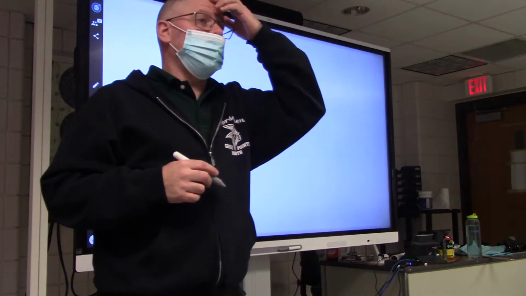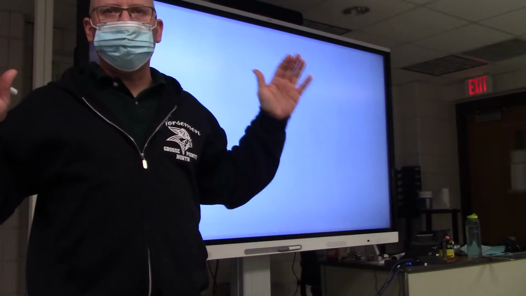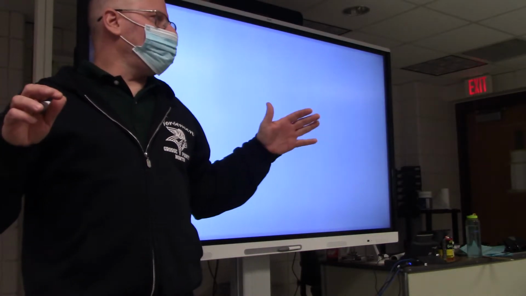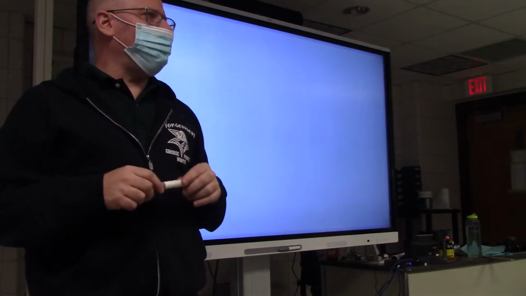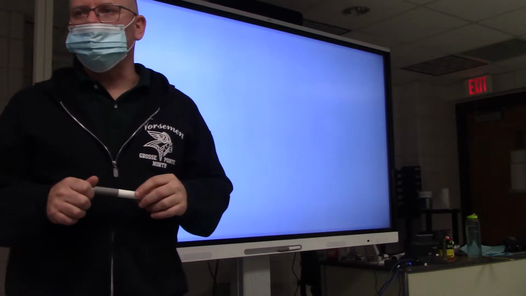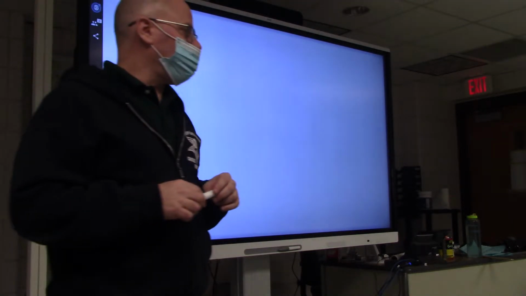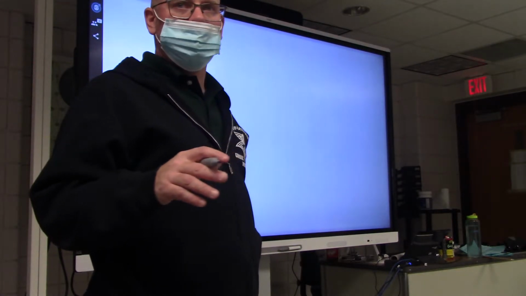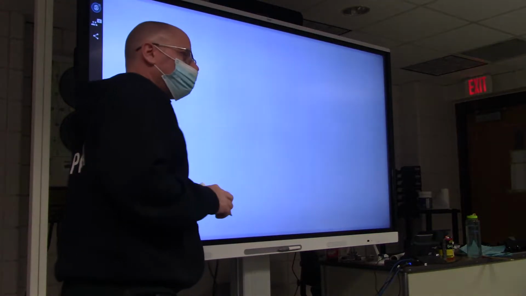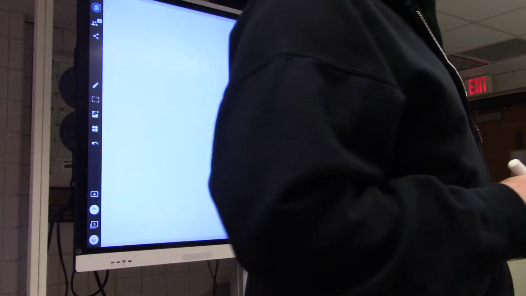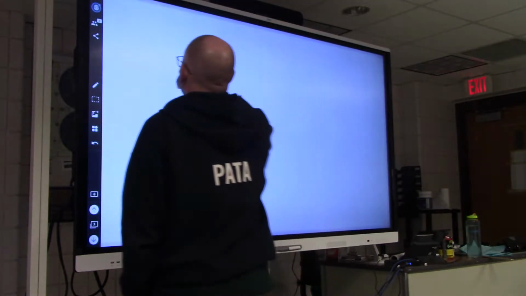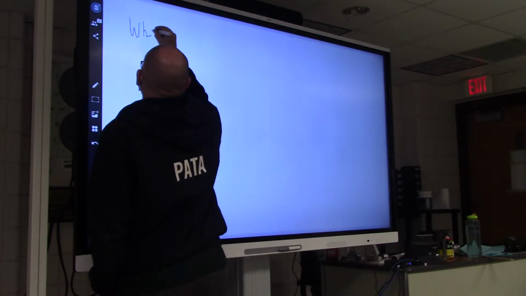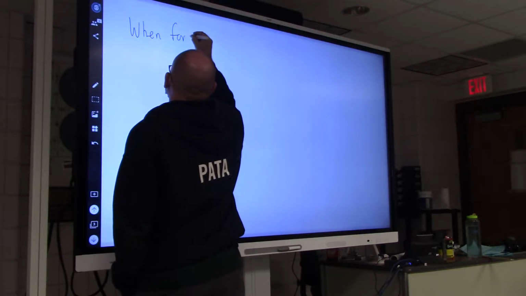All right. So, did we develop a rule yesterday to understand how forces, balanced and unbalanced forces, go with acceleration? We did. Did we write it down? Yes, the other board. Okay. Can someone tell me their rule from their board? When forces are balanced, there's no acceleration. When forces are unbalanced, there is acceleration.